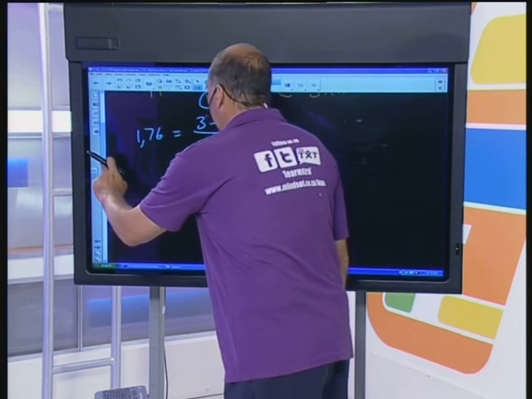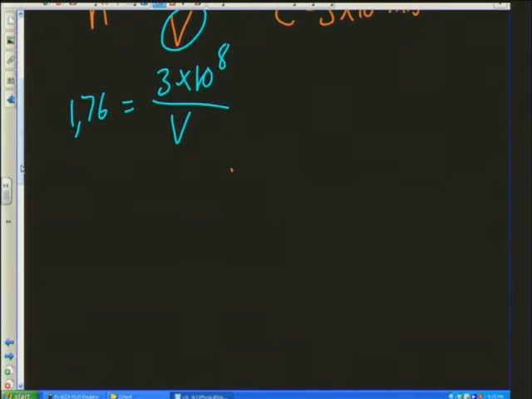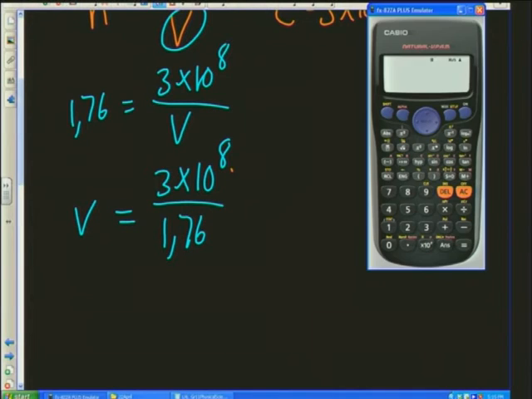Okay, so let's now do the arithmetic, and we're going to say v, multiply both sides by v, divide by 1,76, and we'll get v is equal to 3 times 10 to the 8, divided by 1,76. Now, I'm not going to try and do that in my head, so I'm going to put it on the calculator. And notice here on the Casio calculator, writing an exponential form, I write times 10 to the, and I can put the power in, 8. The other thing that I can then do is push the divide, 1,76, and I get an answer.